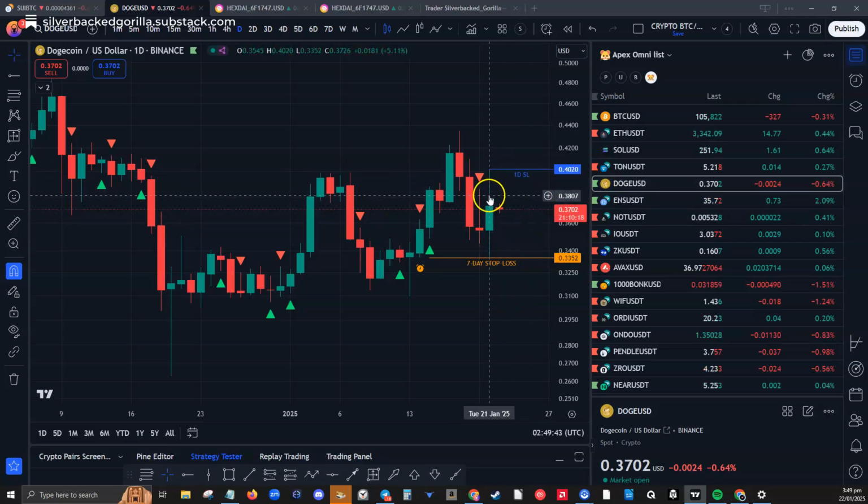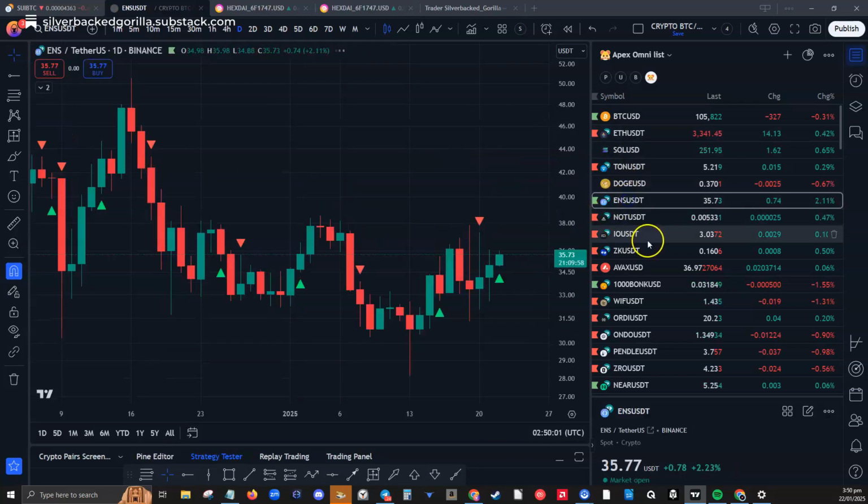May win the day, but I don't like the looks of that wick, and I don't like the looks of that wick. Basically the sellers are in control. Sellers are in control. It's telling me sell. So that's a conflict on the weekly. So I'll rule that out because we're not having enough confluence.